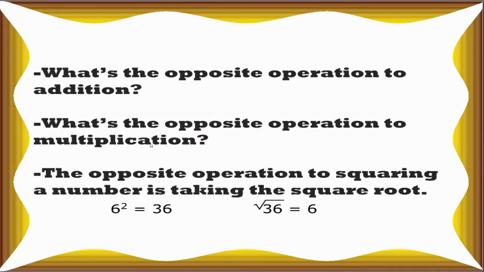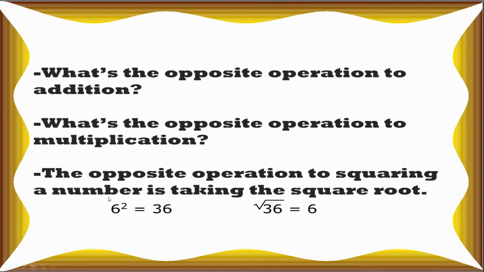Let's continue. I'll give you 5 seconds for these questions. What is the opposite operation to addition? 5, 4, 3, 2, 1. Correct. It's subtraction. Next, what is the opposite operation to multiplication? 5, 4, 3, 2, 1. And the answer is division. Correct. The opposite operation to squaring a number is taking the square root.